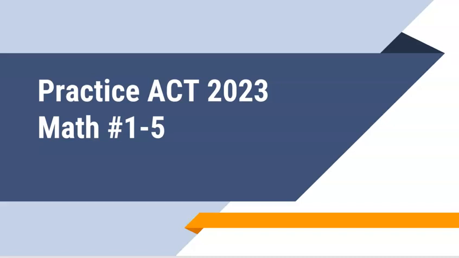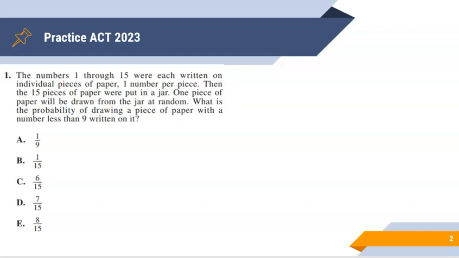Okay, these are the first 5 math questions for the practice ACT. Now, it's very important when reading the question to understand what it is being asked. So you always want to find the question mark and then go backwards. In this case, they want to know the probability the number is less than 9.